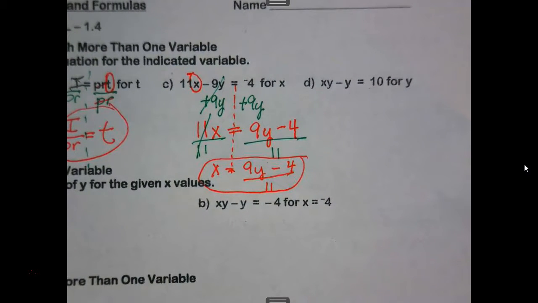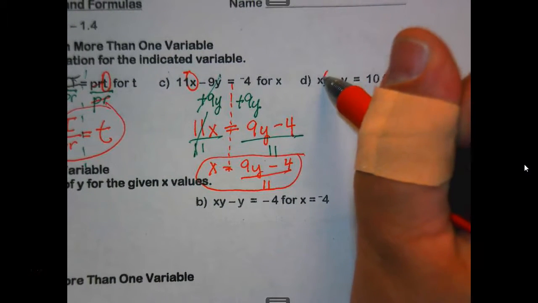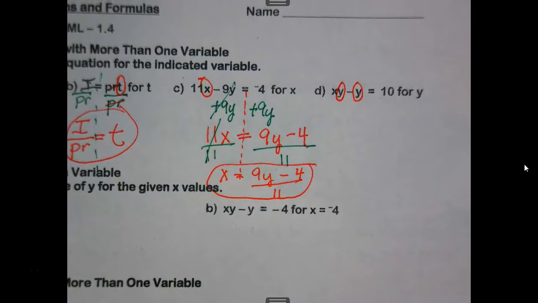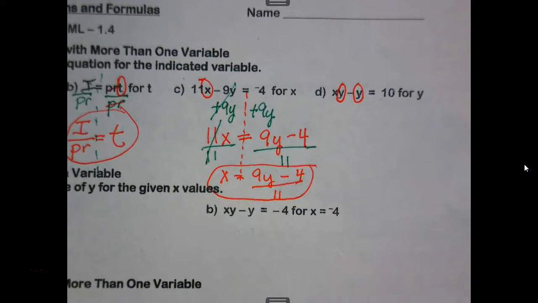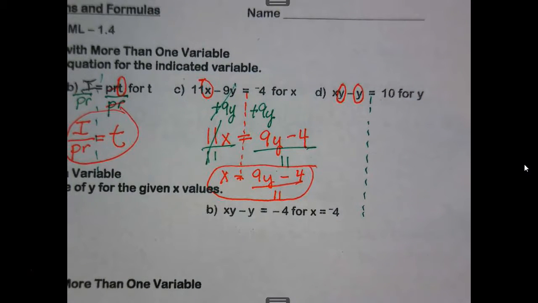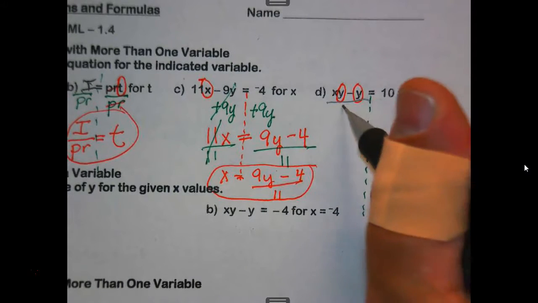Okay, D. Solve for y. Well, here's a y, and here's a y. How do I do this? They're in two terms. So I got to remember, whatever I do to one side, I got to do to the other, right? Here's my dotted line. So you want me to divide by y. Good start.